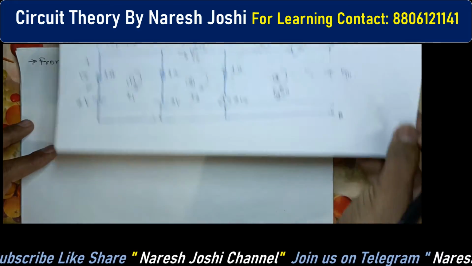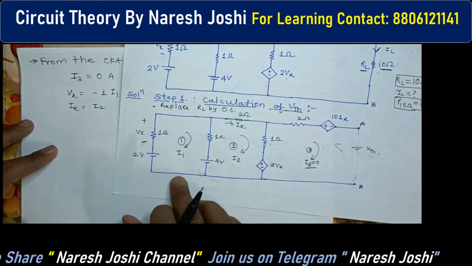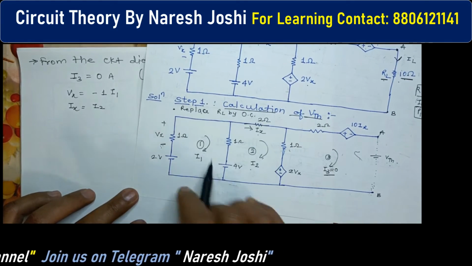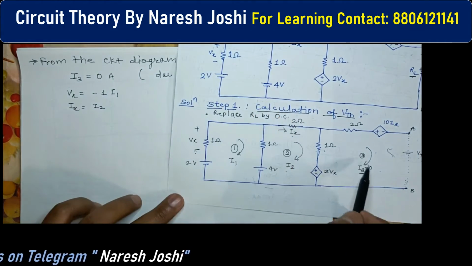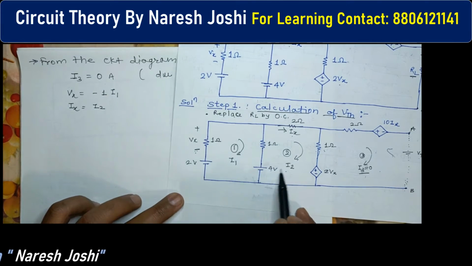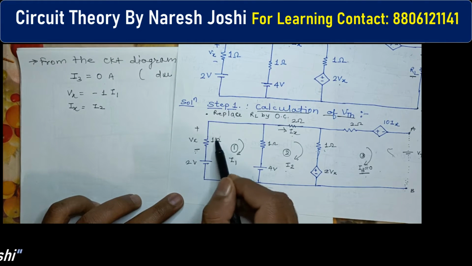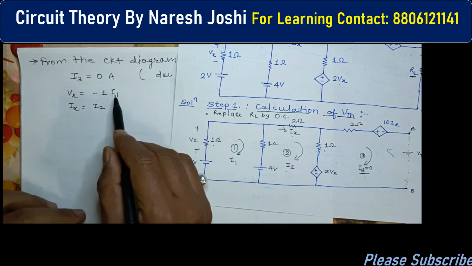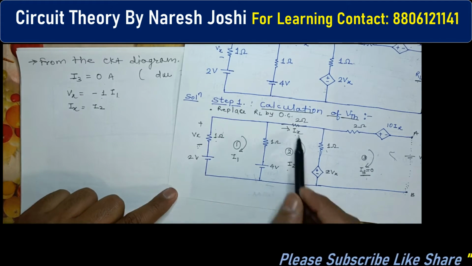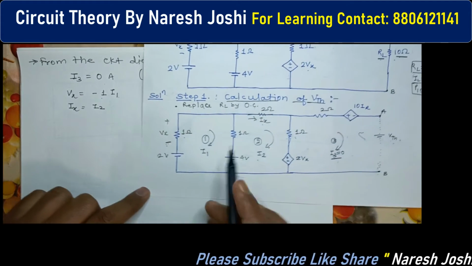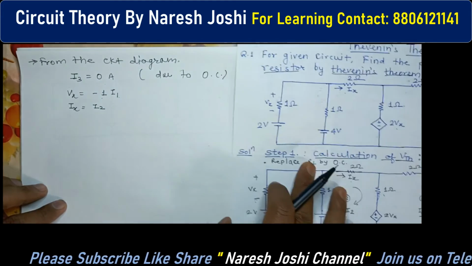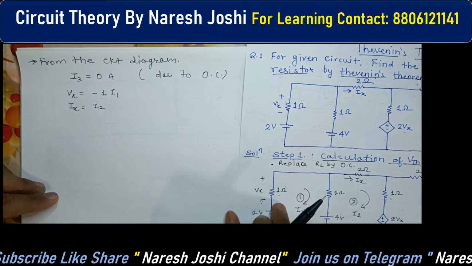So you can see here whatever parameters we can directly calculate from the circuit diagram, we have mentioned. I3 is 0. Vx equals, across this resistance, the current passing through the 1 ohm resistance is I1, so Vx equals minus 1 I1, and then Ix equals I2. Now the next step is to apply KVL to mesh 1. You can see the circuit diagram.